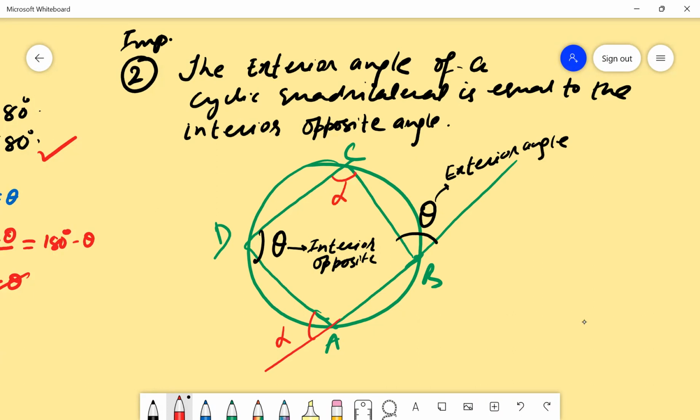Okay. Now how to prove this? Let me put this point as E. So we need to prove that angle CBE is equal to angle ADC.